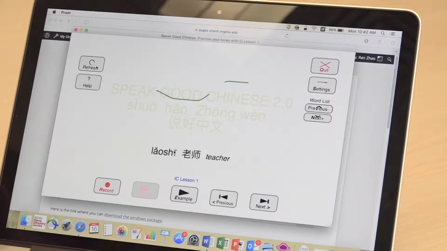So they can click on the example, 老师. This is the natural speech sound we created associated with 老师. And then they also see the graphic of 老师. So this is the low and deepening tone. This is the high and flat tone, 老师. And then what they can do now is, of course, listen to it again and again till they feel confident and ready to record their own.